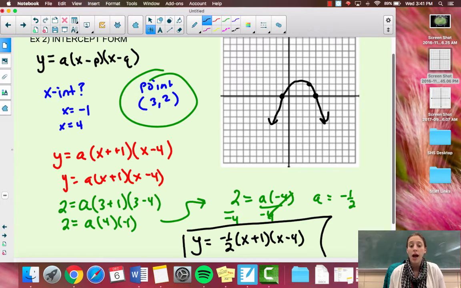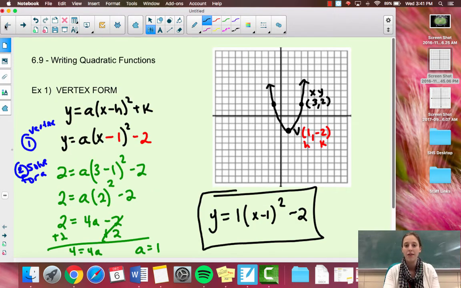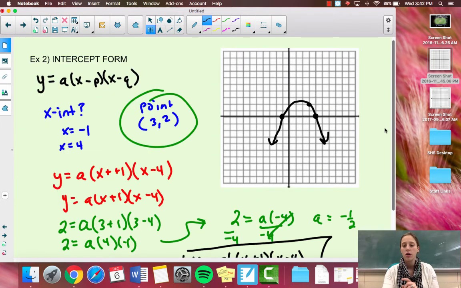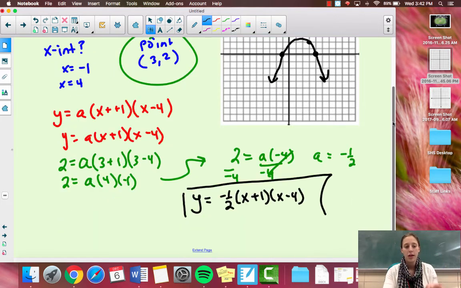If I want it in intercept form, you do not have to FOIL anything. Okay, so don't multiply it all out. This is its final answer because it's in its factored form. Just like in the vertex form, we leave it in that form. So you leave it in whatever form they're asking. All right, so intercept form: plug in the x-intercepts, solve for a, and then just rewrite your equation at the end. Now those two are much quicker than the standard form.